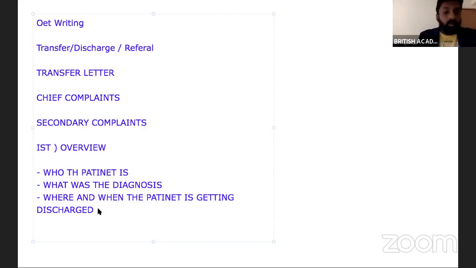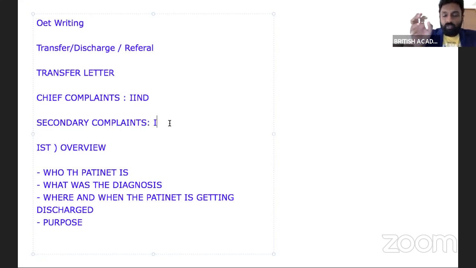So when you write a transfer letter, you need to make sure that when and where the patient is getting shifted, that is something which you need to mention, which is very important. Then your purpose comes: what you want the person to do or what he needs to be doing. When you go to the second paragraph, this will be about all the chief complaints. And your third paragraph will be about the recent secondary complaints which have developed, due to which you are shifting the patient. This is something you need to keep in mind very clearly.